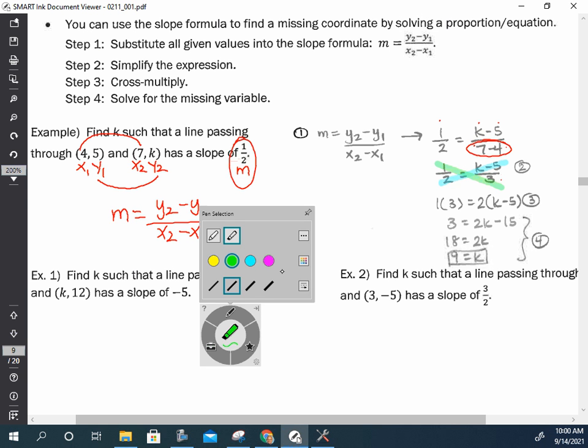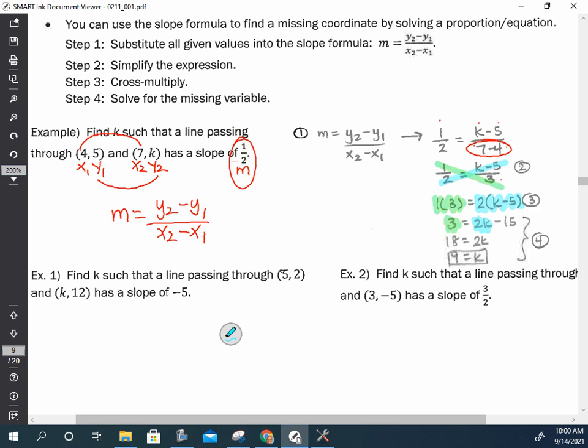So again, you have 1 times 3, which would give you 3, and 2 times k minus 5, which, see, I made a mistake here, so we'll fix that right now. 2 times k is 2k, and 2 times 5 gives you 10.